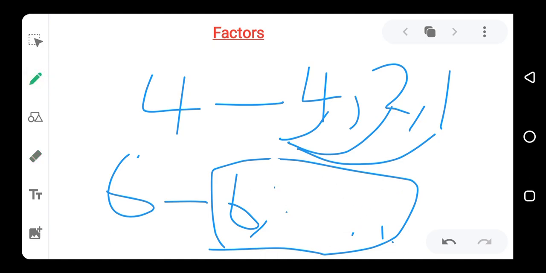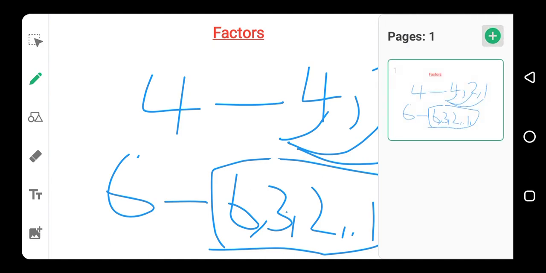Six, 3, 2, and 1. Let me arrange them in descending order. Descending order means arranging them from the highest to the lowest. Now let's write the factors of numbers from 2 to 10.